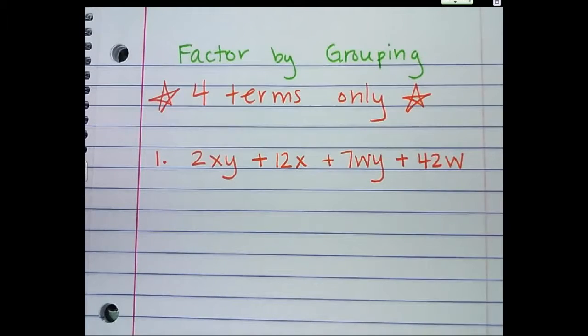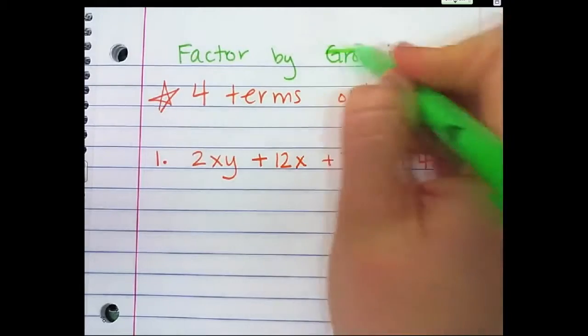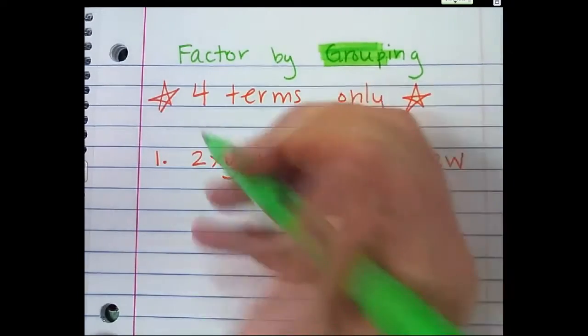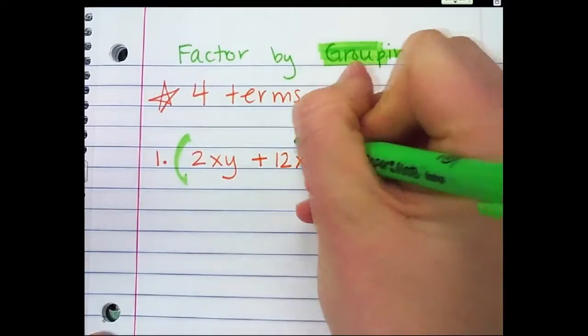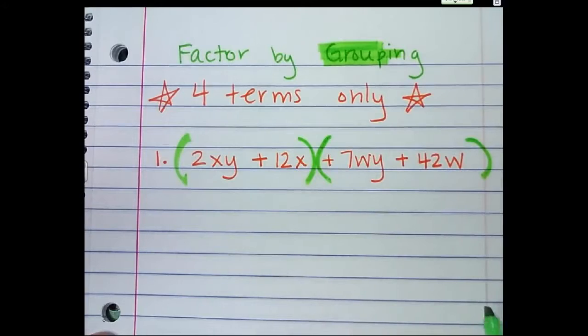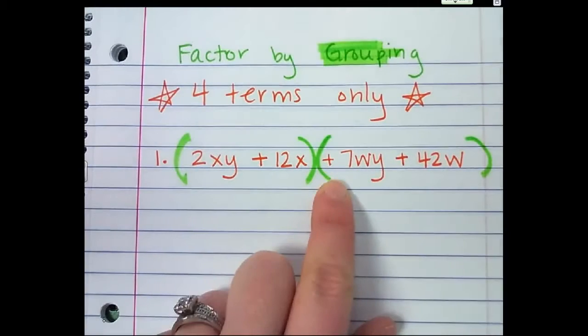Okay, so the reason we call it factor by grouping is because I'm going to group the first 2 together, and I'm going to group the second 2 together. Okay, and look where I put this parentheses. It's in front of this addition sign.